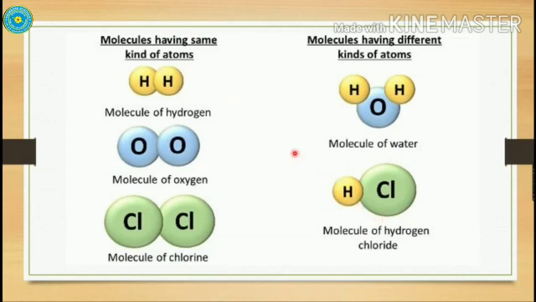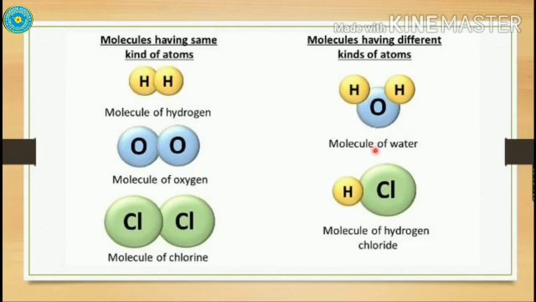So basically the molecules can be classified into 2 kinds. One is the molecule formed by the combination of 2 or more atoms of the same element, for example hydrogen, oxygen or chlorine, and the other is molecules formed by the combination of 2 or more atoms of different elements.